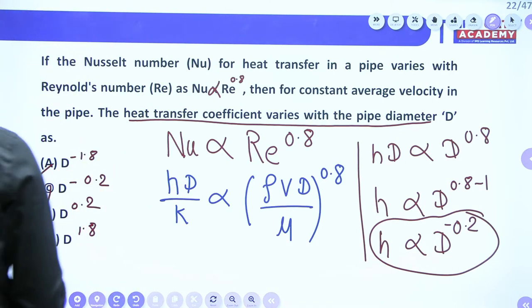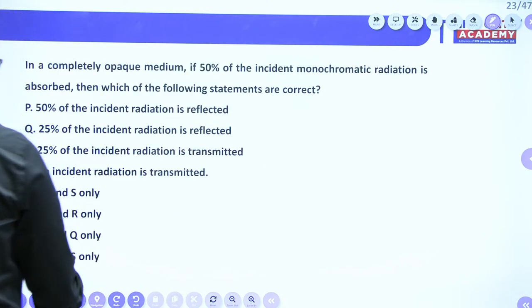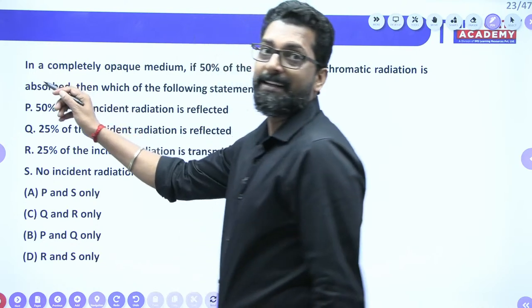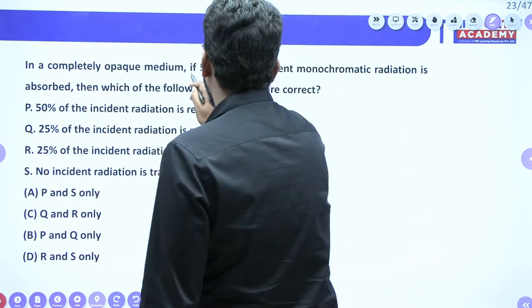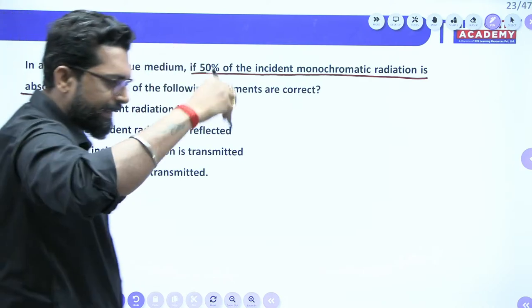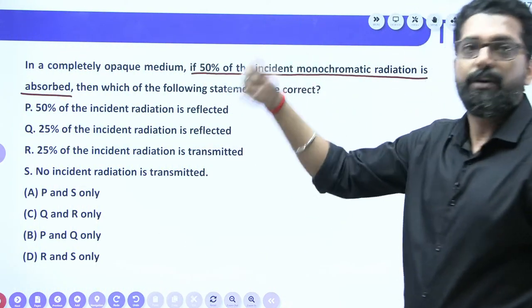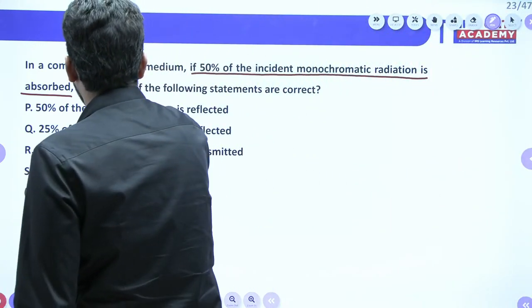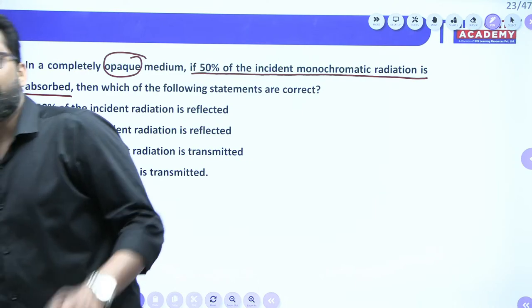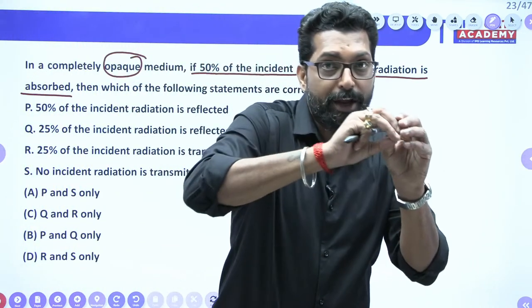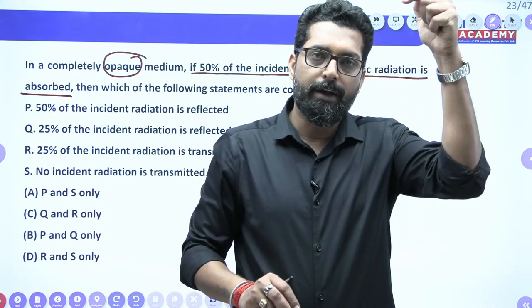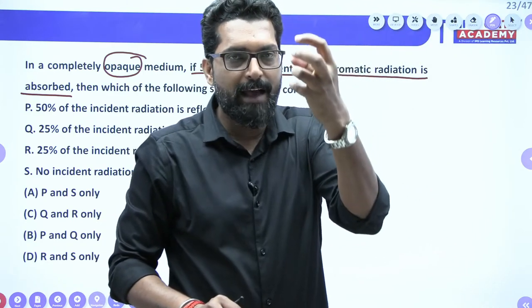This is a very simple example. This is again a completely opaque medium. If 50% of the incident monochromatic radiation is absorbed, that means if any radiation is incident, then 50% will be absorbed. What is the medium? Opaque medium. Opaque means non-transparent medium, a medium that has no transmittivity. It will absorb and reflect the radiation incident on the surface.